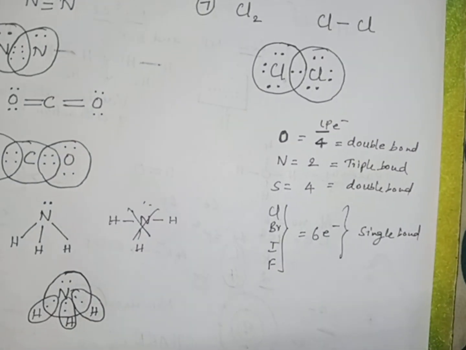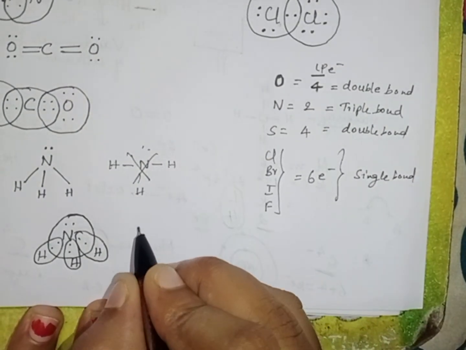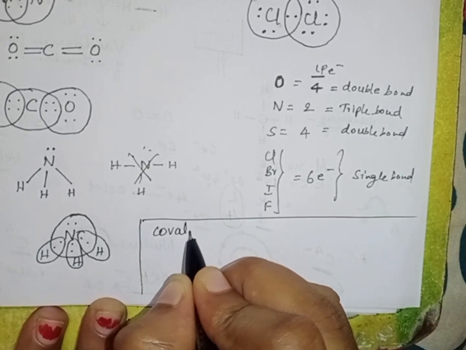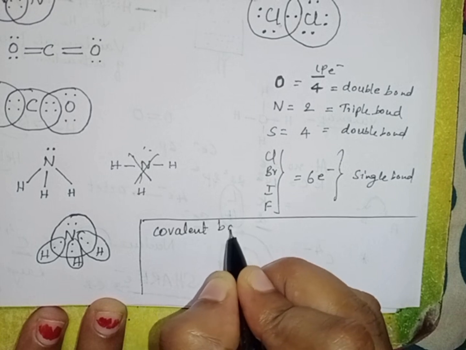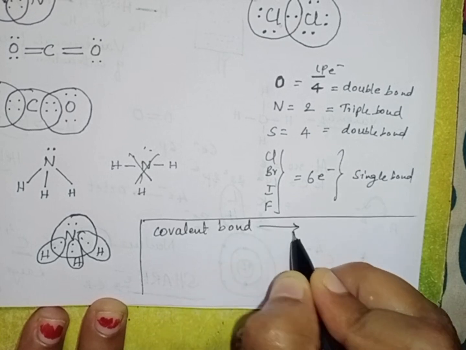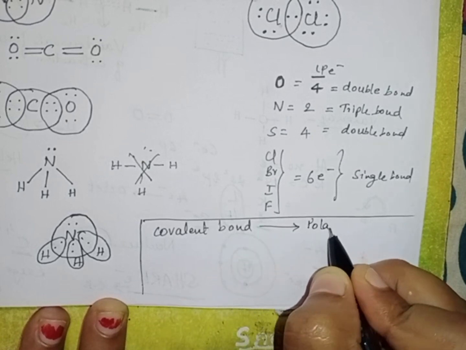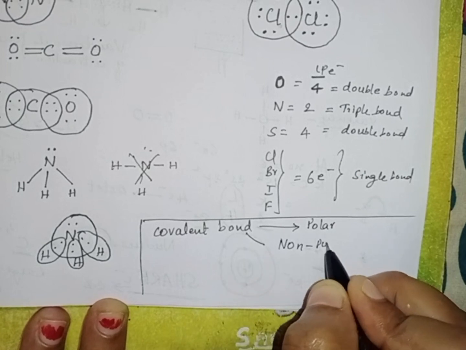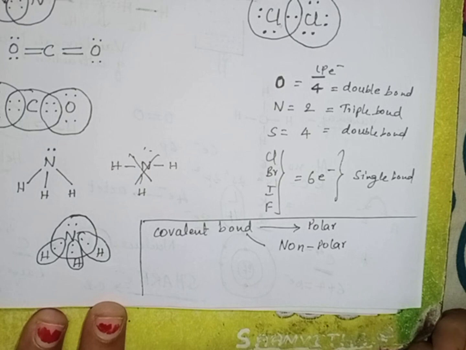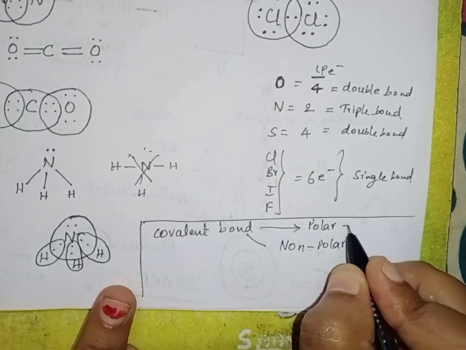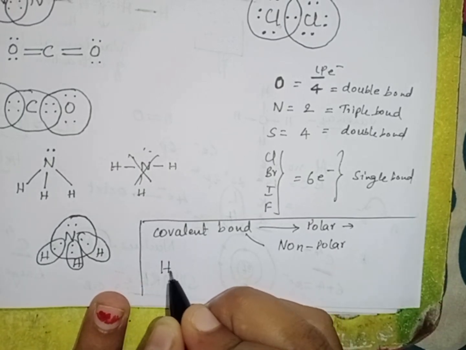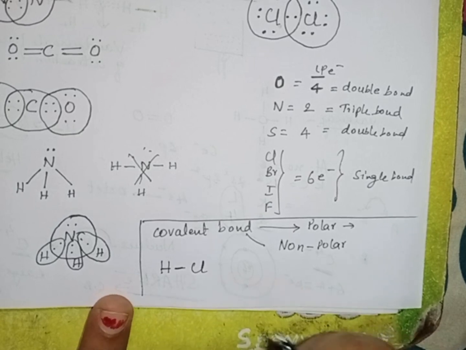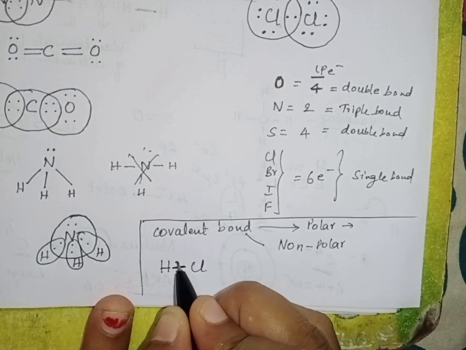Now, the last concept I'll teach you, which is not in your textbook, but still it is important. In a covalent bond, there are 2 types, children. One is the polar covalent bond. The other one is the non-polar covalent bond. In the polar covalent bond, for example, take HCl, hydrogen chloride as an example.